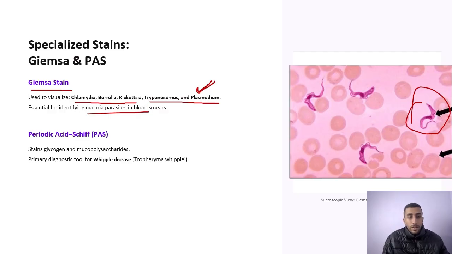There is another stain called PAS, the periodic acid-Schiff stain. The target for this stain is glycogen. It stains glycogen and mucopolysaccharides, and it is the primary diagnostic tool for Whipple's disease, a disease of the GIT caused by Tropheryma whipplei. We are going to discuss these diseases later on as we explain more.